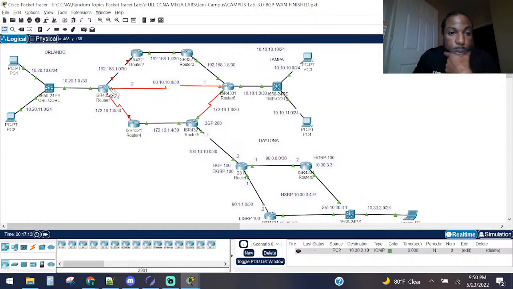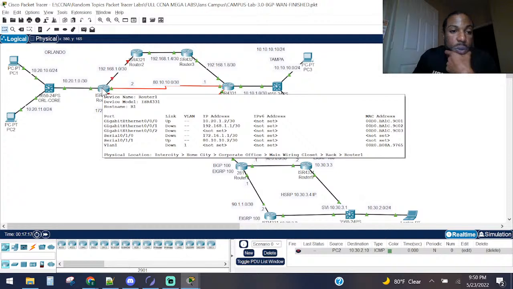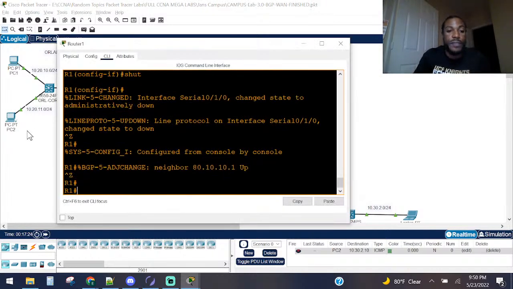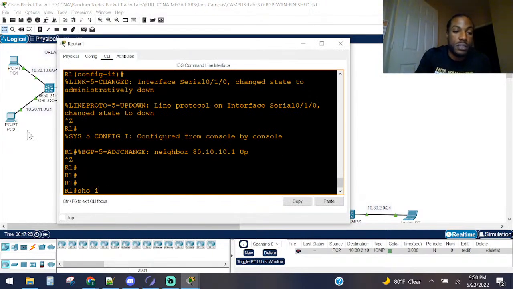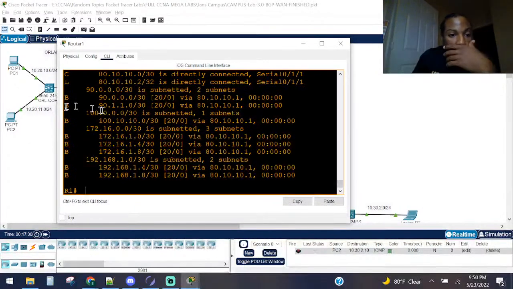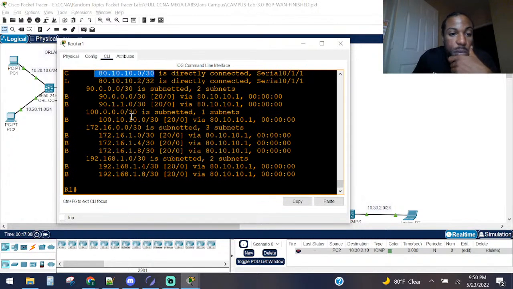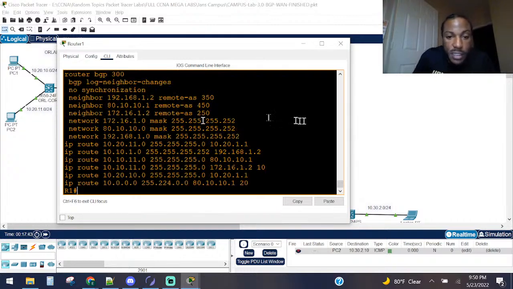Let's do this. I'm gonna bring this back up, and see. Okay, that's what it was. So we had to create that floating static route to go this way. Let's make sure that that's in there, right? Show IP route. Let's look at the whole routing table. The 80.10.10.0 needs to be in there, and it is directly connected, but it should have been a default route. So let's do a show run section route and take a look.